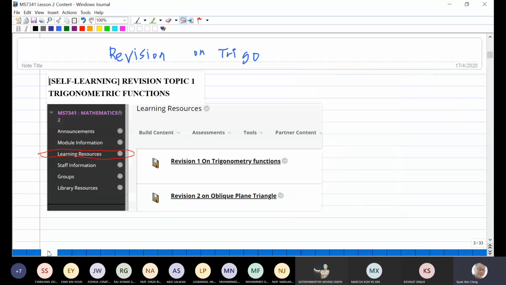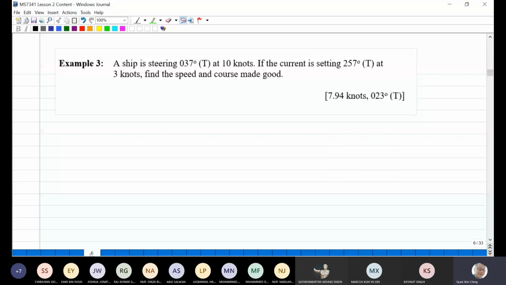So I'm going to start from example 3 here. Let's see how to interpret this example. We read the sentence one by one, just like I mentioned last time. The first sentence says that the ship is steering at 037 at 10 knots. So the first thing is, you can start drawing here.